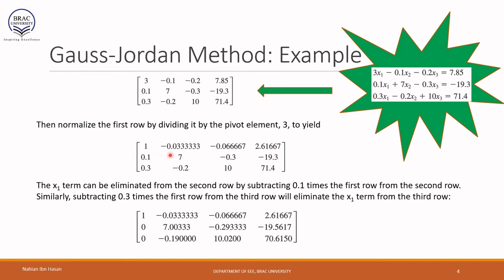1, minus 0.33, which is due to the division of minus 0.1 divided by 3, then this term which is minus 0.2 divided by 3, and the last term which is 7.85 divided by 3. So as a result, the first equation becomes something like this. The second and third ones remain the same. So what we want to do is eliminate these two terms.